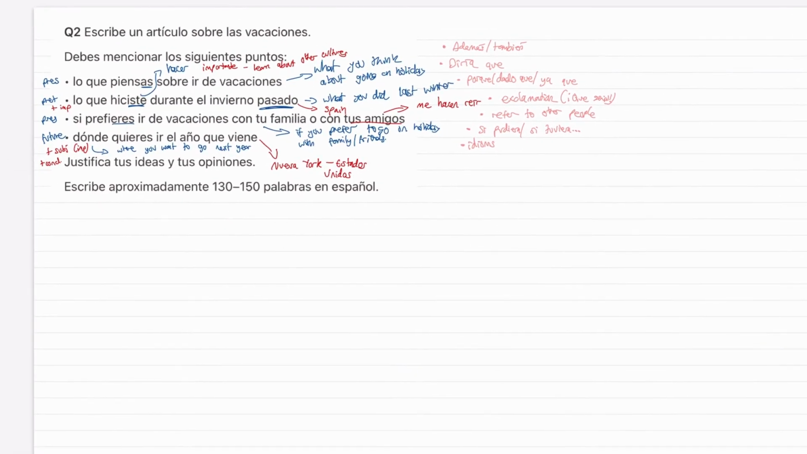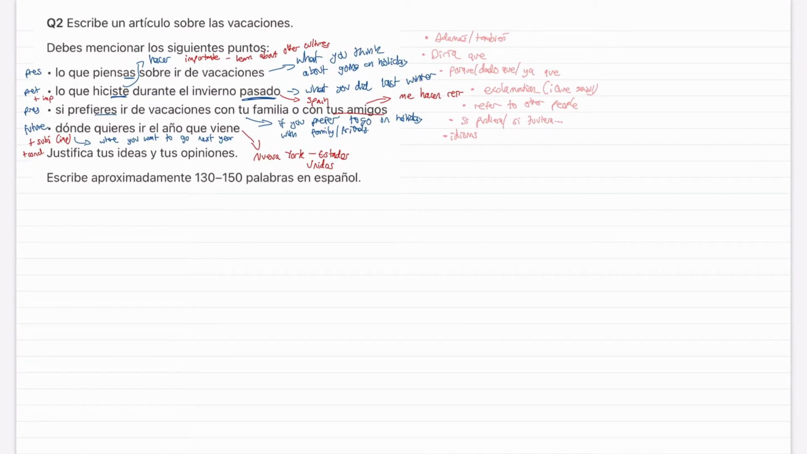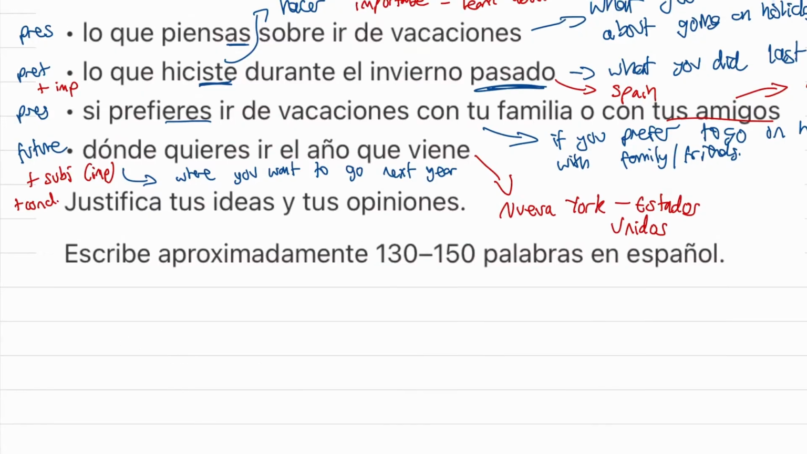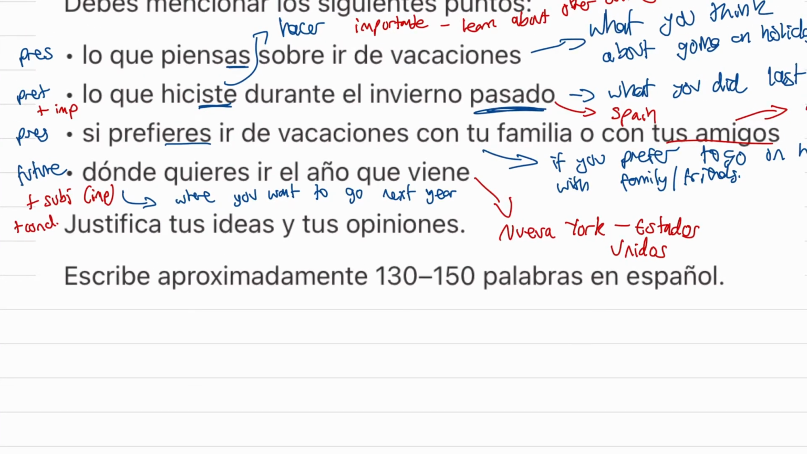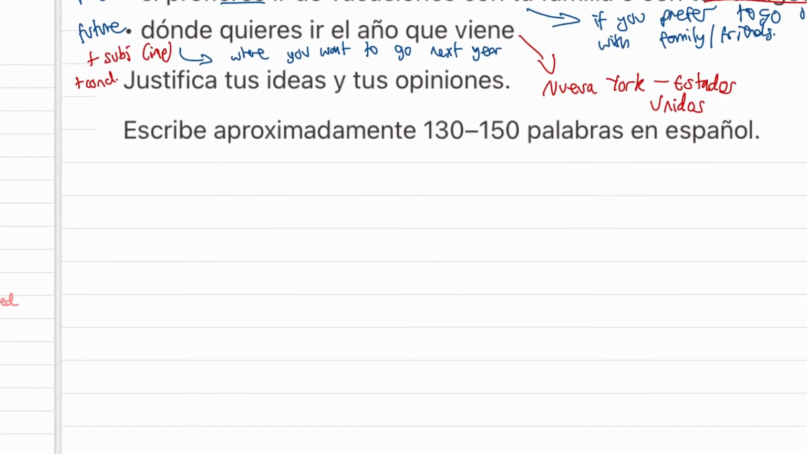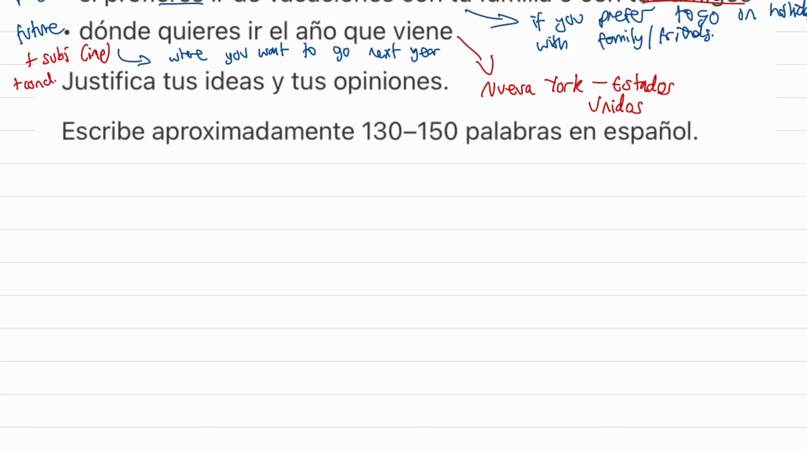So I've spent a couple of minutes there planning this question. Now let's get into writing, shall we? So starting off with the first bullet point, I'm going to answer in four separate paragraphs. I'm going to write my answers in black just to be basic. So lo que piensas sobre ir de vacaciones. I've said it's important, so I'm going to start off by saying, in my opinion, it's important, blah, blah, blah.